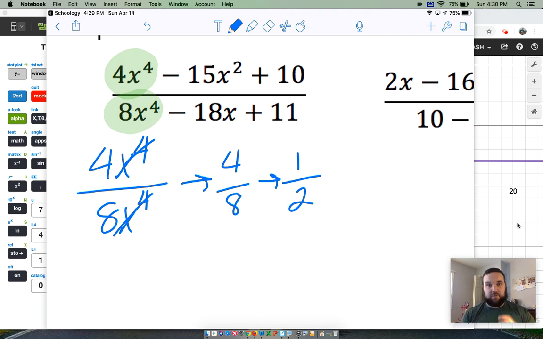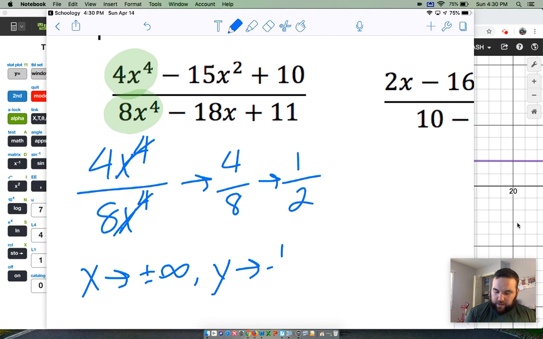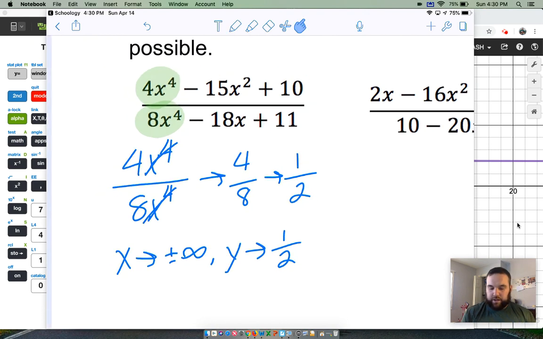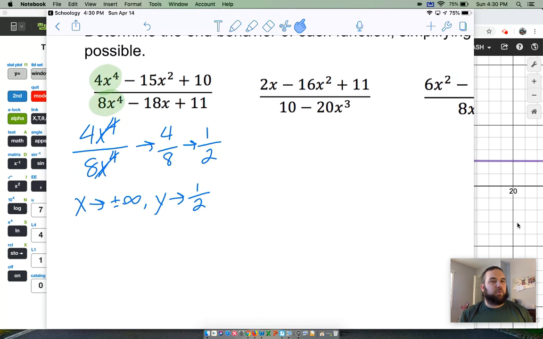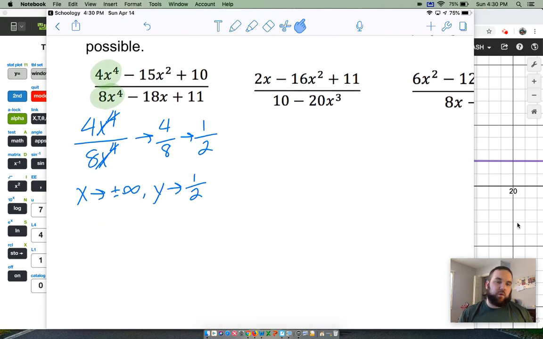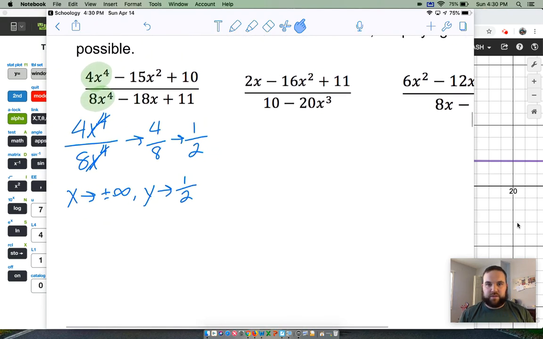So the end behavior of this function is, as x goes to infinity, y is approaching 1/2. Again, we'll take a look at graphically what that means in just a minute. But for now, that's how you write it. You study this a lot more in pre-calc and calculus, but for now, we'll just write it like this. Keep it a little bit simpler.